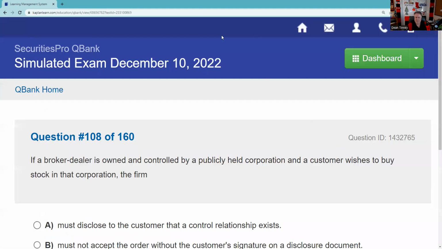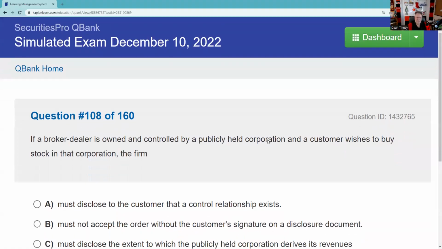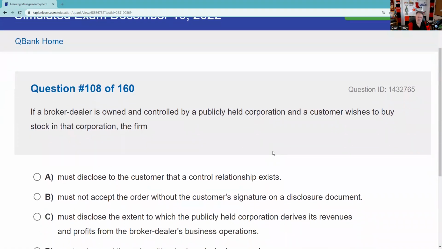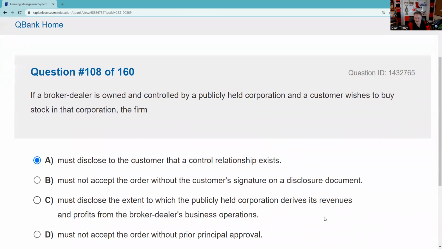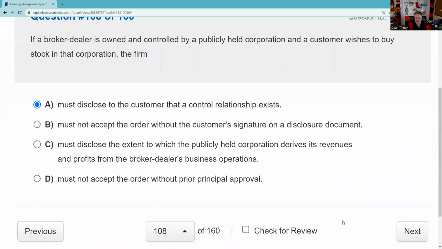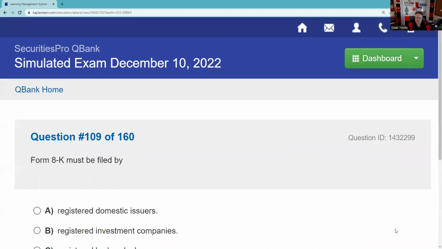Question 108. If a broker-dealer is owned and controlled by a publicly held corporation, I just gave you a great example, Merrill Lynch, Bank of America, and a customer wishes to buy stock in that corporation, the firm must disclose that a control relationship exists and can't be placed on a discretionary basis. That's very testable.